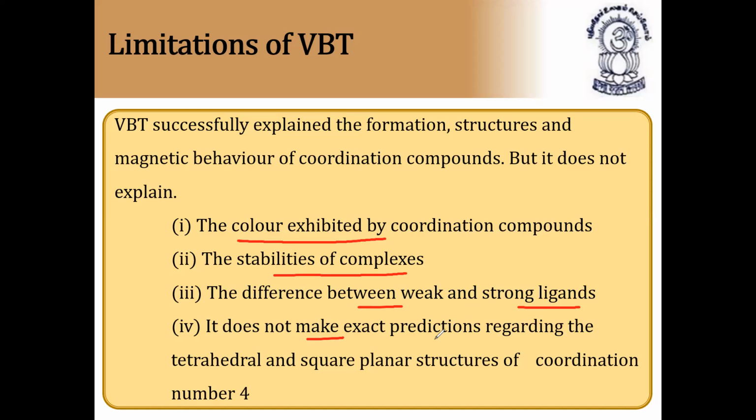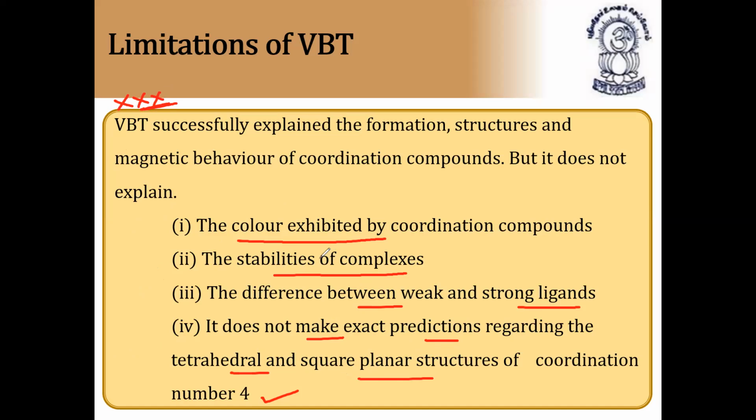It does not make exact predictions regarding the tetrahedral and square planar structures of coordination number 4. Which will undergo sp3 hybridization and which will undergo dsp2 hybridization, it could not explain. So these are the limitations of valence bond theory. They'll also ask statement based questions on these limitations.